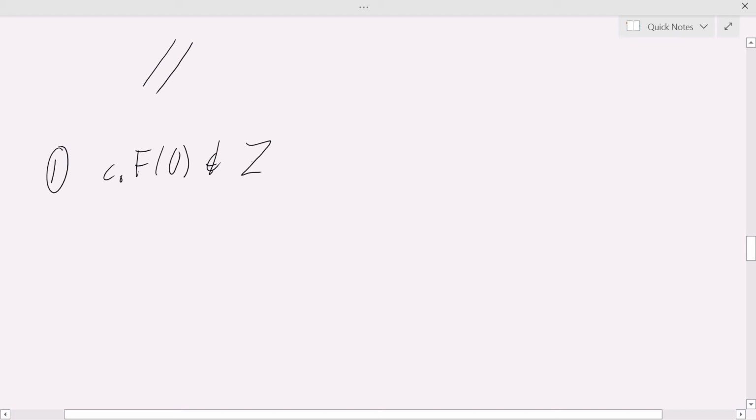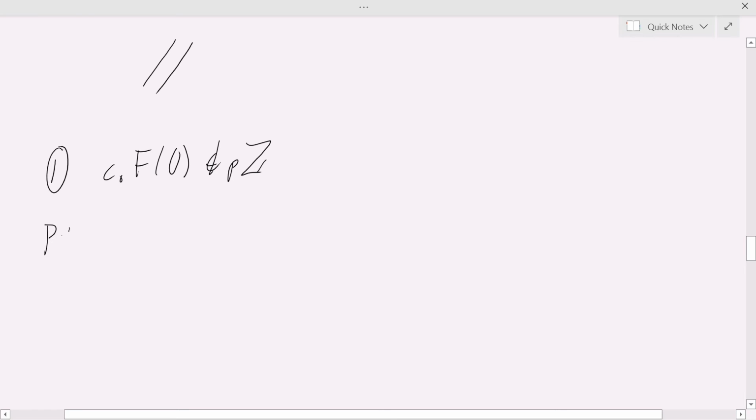So let's go back down to the white space here. So item 1 now, what we're going to show is that c0 times capital F of 0 is not in the integer multiples of p. That's notated with p times the set of integers. And we're saying that c0 times F of 0 is not in that set. So in other words, it's not a multiple of the prime p.